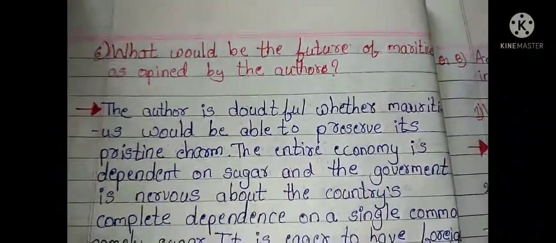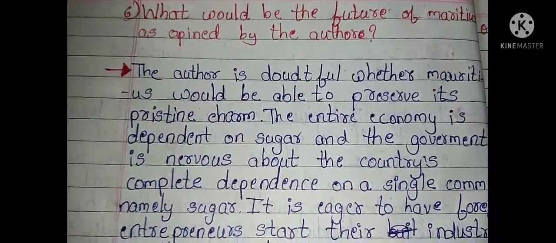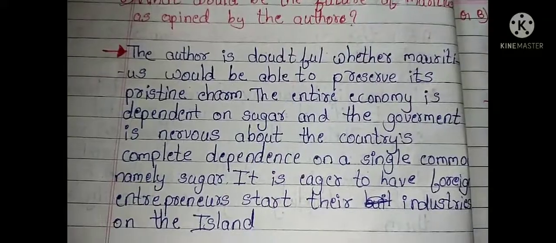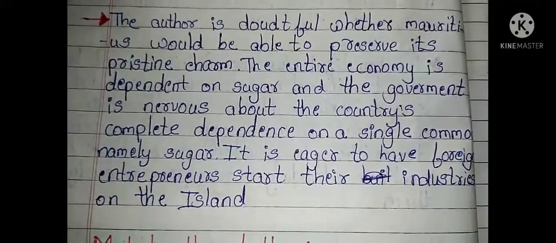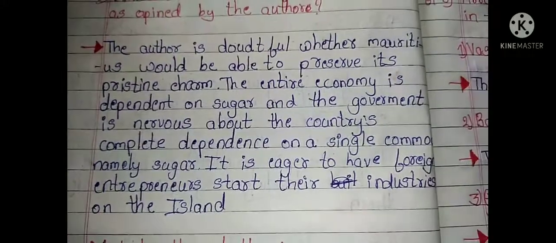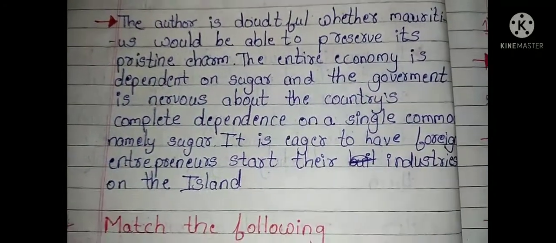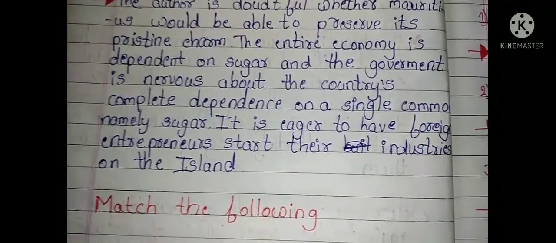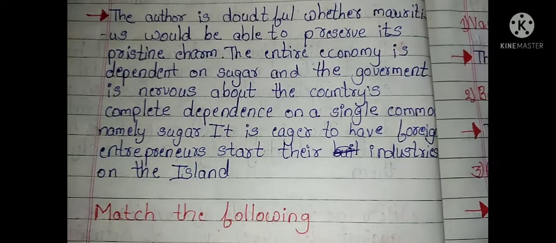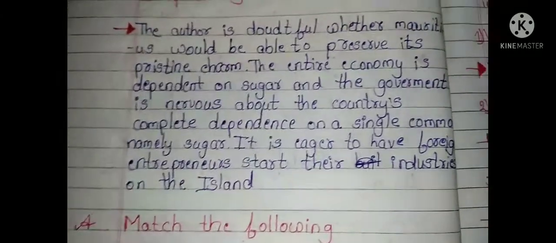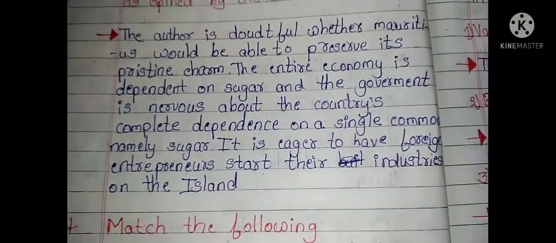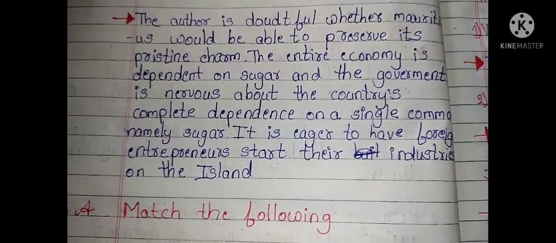What would be the future of Mauritius as hinted by the author? The author is doubtful whether Mauritius would be able to preserve its pristine charm. The entire economy depends on sugar, and the government is nervous about the country's complete dependence on a single commodity, namely sugar. It is urged to have foreign entrepreneurs start their industries on the island.